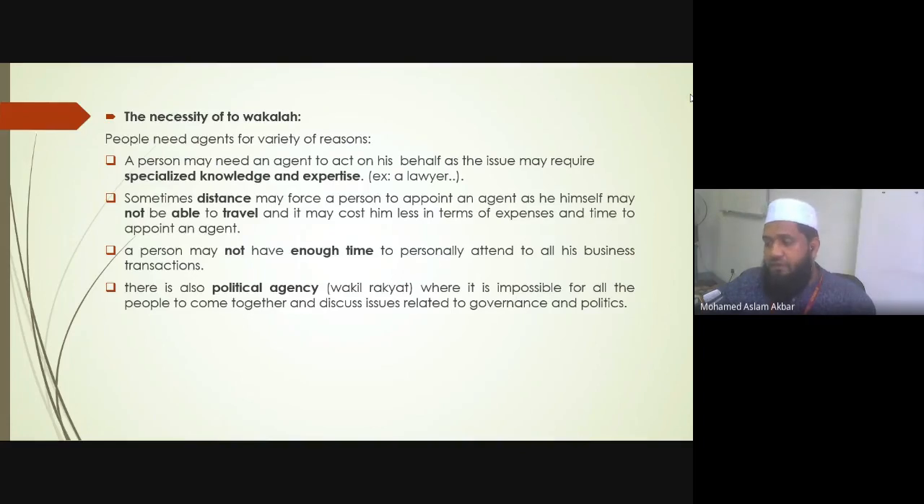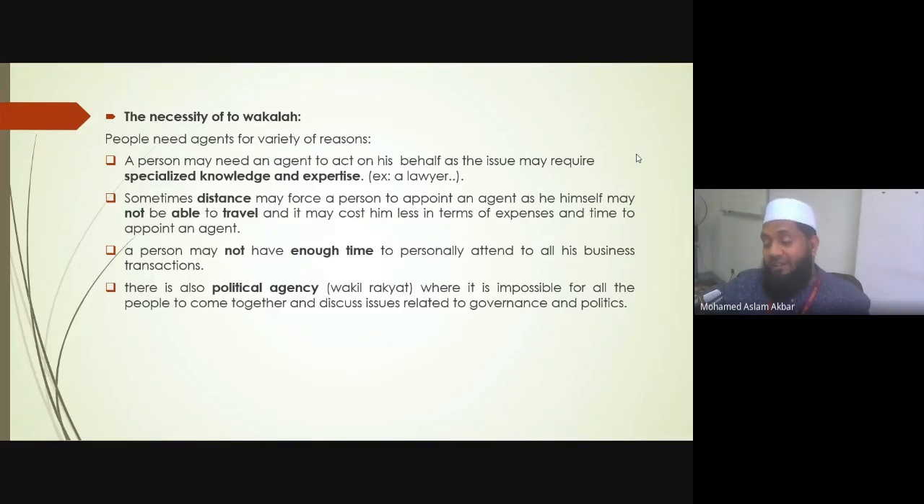Okay, so sometimes distance may be a factor. For example, you are in a different country and you want to sell your accommodation, I mean your apartment. You are not here, so you use a phone call and ask somebody to become your agent, right? A person may not have enough time, you have so many things to do, so you ask somebody, okay, he will make sure he does all the transactions. So you assign a cashier, for example. In any shop you go, there are cashiers who are also wakil. He is also a person who is doing the transaction on your behalf.